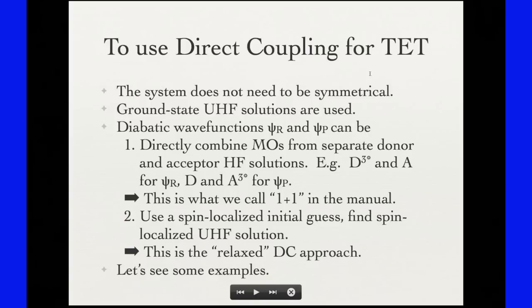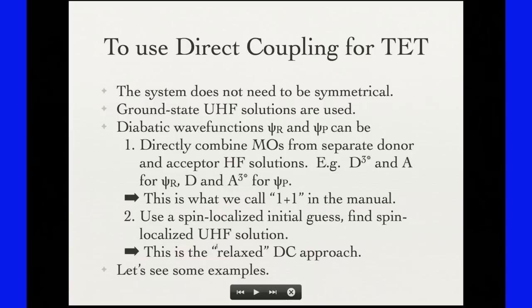Okay? So if you want to use direct coupling for a triplet energy transfer, the system does not need to be symmetric, but you do need to get the ground state and Hartree-Fock solution. Again, the 1+1 method works. It's easier to make it work, and you just need the donor and acceptor fragments, one in triplet and the other in ground state, and combine this solution. It is actually perhaps the easiest way to obtain. And again, 1+1 in the manual.